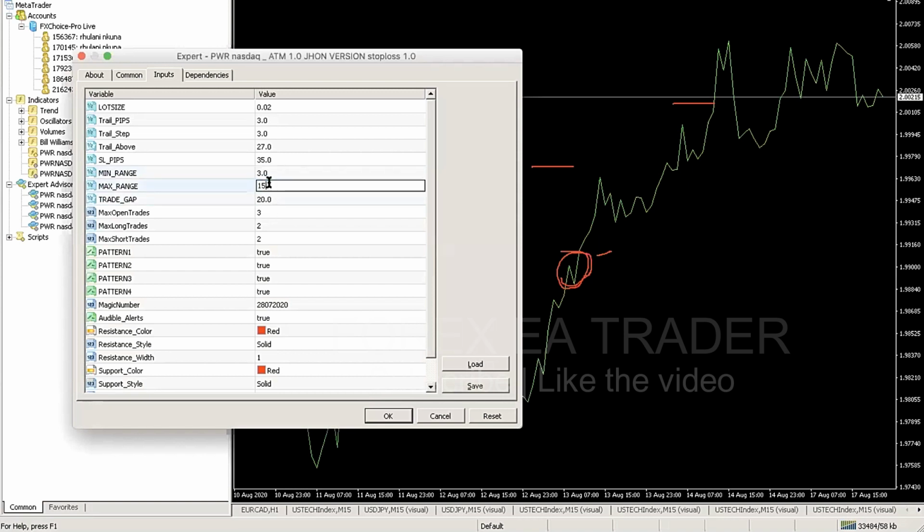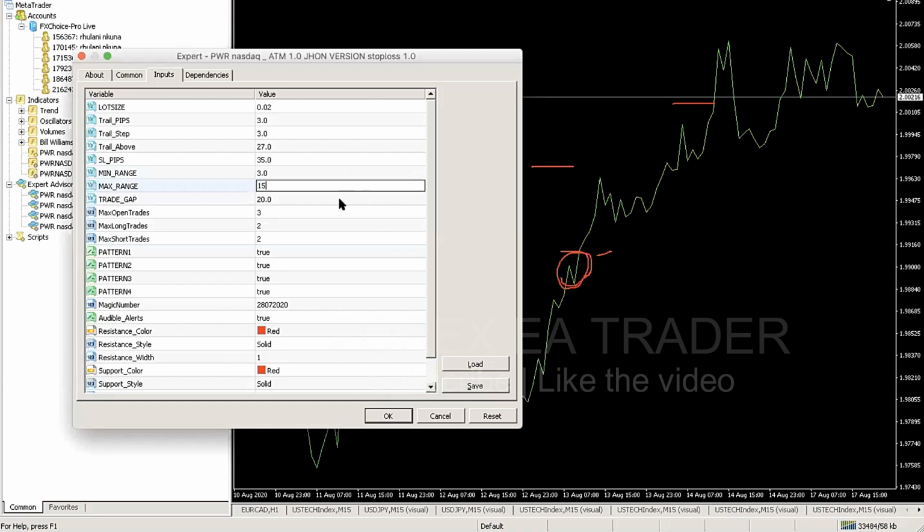15. So what does this mean? It means the candle that closes there must be between these numbers. If it's above, it will tell you maximum. If it's below, it will tell you minimum. It was supposed to place a trade, but it will tell you in the journal that this trade is not going to place because of maximum. So when the candle that closes is above, it says maximum, and when it's below, it tells you the candle that closes is less.